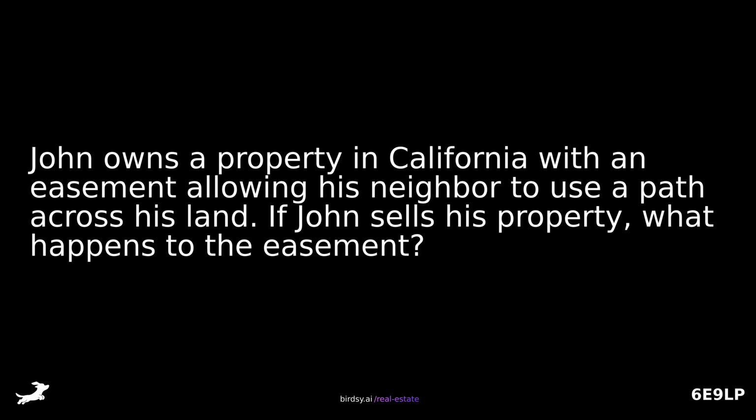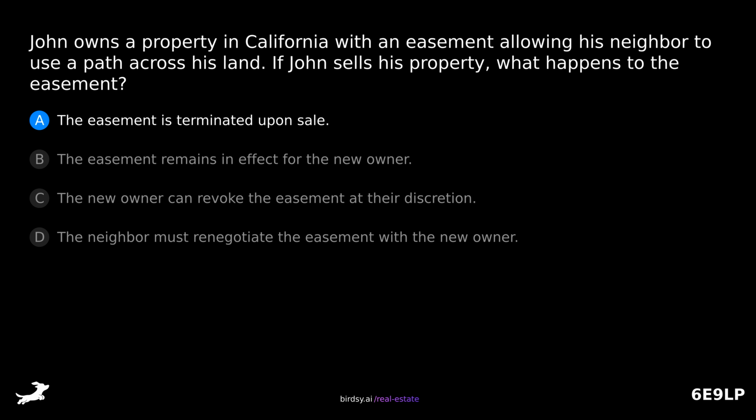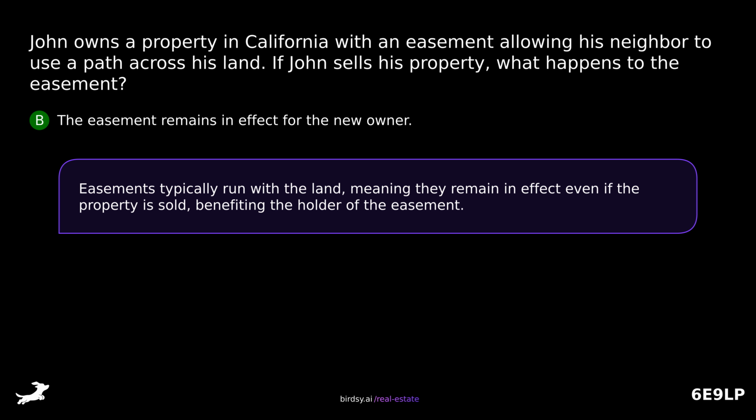John owns a property in California with an easement allowing his neighbor to use a path across his land. If John sells his property, what happens to the easement? Is it A, the easement is terminated upon sale? B, the easement remains in effect for the new owner? C, the new owner can revoke the easement at their discretion? Or D, the neighbor must renegotiate the easement with the new owner? The answer is B. The easement remains in effect for the new owner. Easements typically run with the land, meaning they remain in effect even if the property is sold, benefiting the holder of the easement.